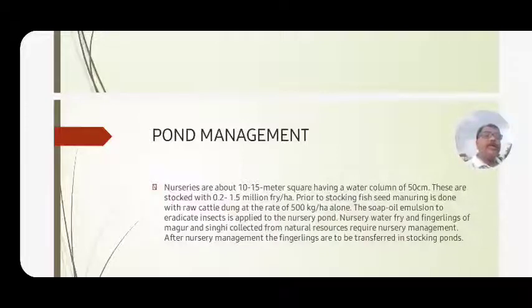Fry and fingerlings of magur and singi collected from natural resources require nursery management. These fry and fingerlings are collected from natural resources and stocked in nursery ponds. For that purpose, nursery management is essential and most important.